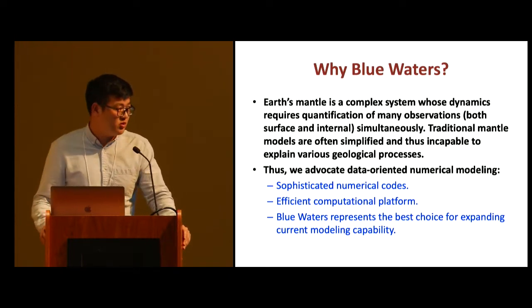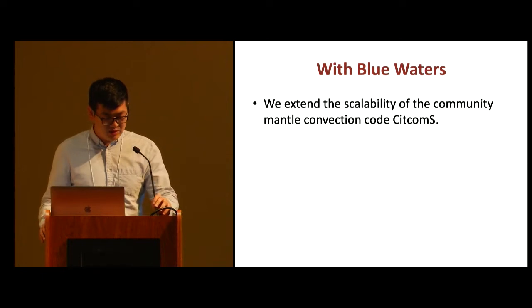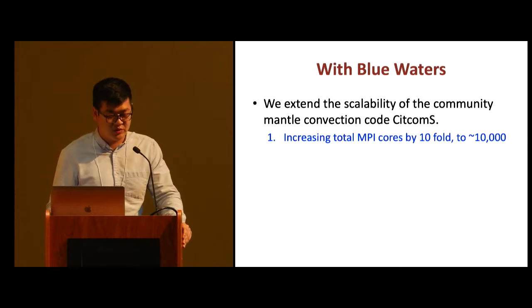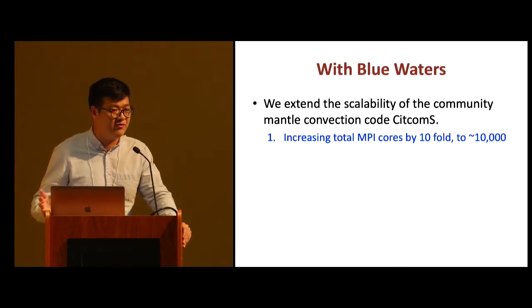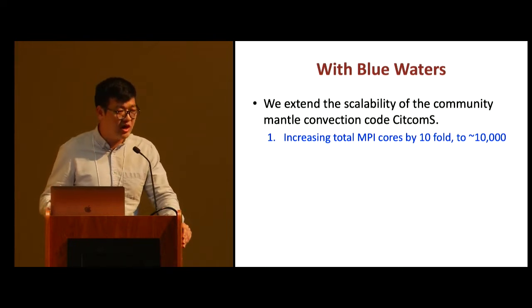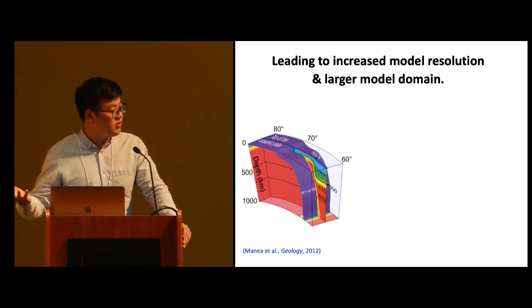So we chose to use Blue Waters to do our mantle convection simulations. With Blue Waters, we extended the scalability of the community mantle convection code CitcomS. The version we are using is a modified version of CitcomS, and on Blue Waters we increased the total MPI count tenfold. Now we can use almost 10,000 cores simultaneously for our simulation. This leads to increased model resolution and a larger model domain.